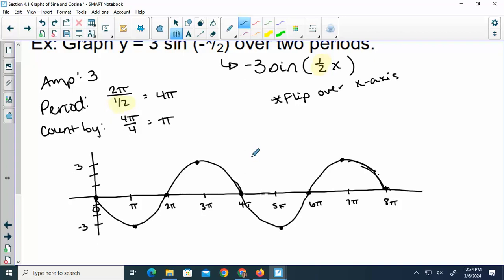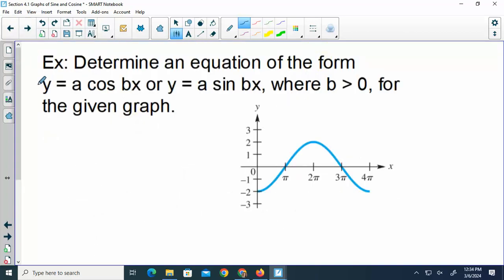Alright. I want to see if we can look at a graph and write an equation that would go with it. Y definitely equals 2. Alright. So, watch your language. Oh, my bad.